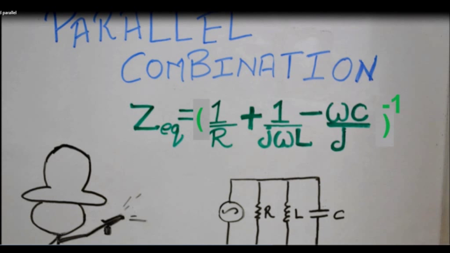Parallel combination. We say components are in parallel combination when the voltage across all the components is the same. This is how components are arranged in a parallel combination, and the total impedance provided by these components in parallel is Z equivalent equals 1 over R plus 1 over j omega L minus omega C over j, the whole inverse. The value of impedance is less in parallel combination.